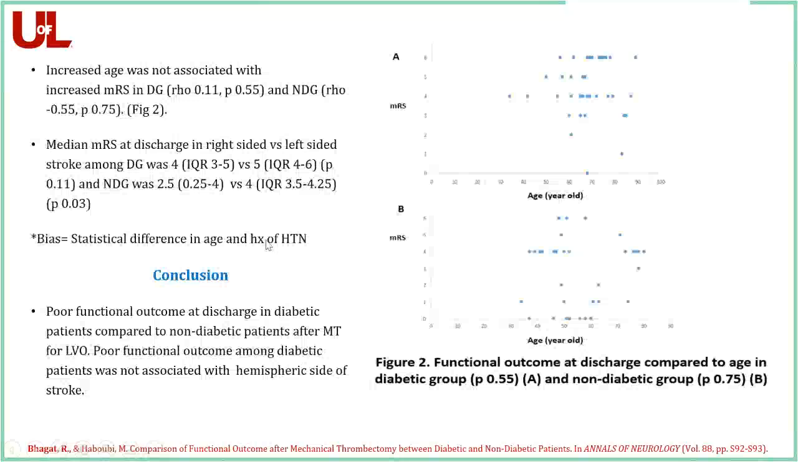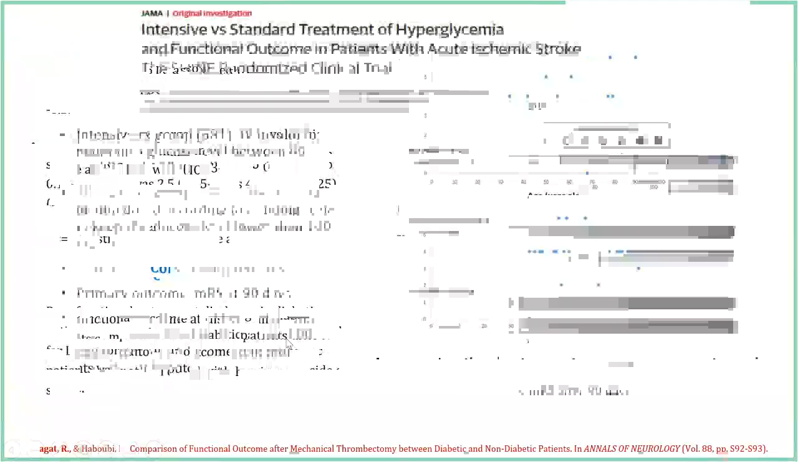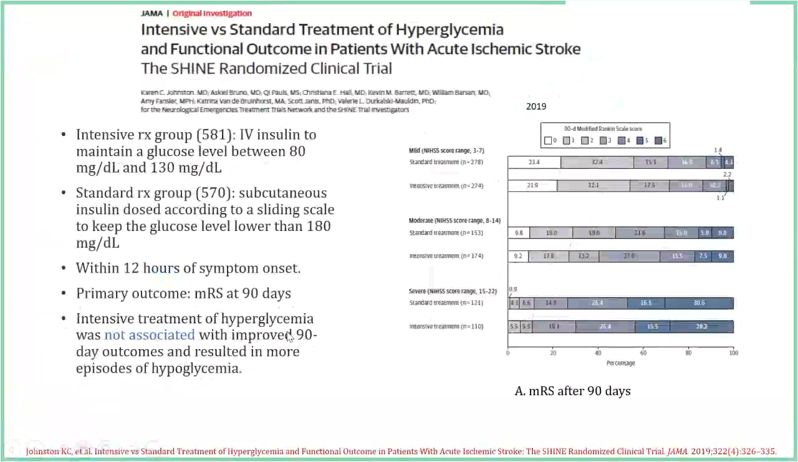But overall, we concluded the poor functional outcome in the diabetic patient compared to the non-diabetic patient, irrespective of the initial hyperglycemia. So measures should be taken to control the blood glucose.